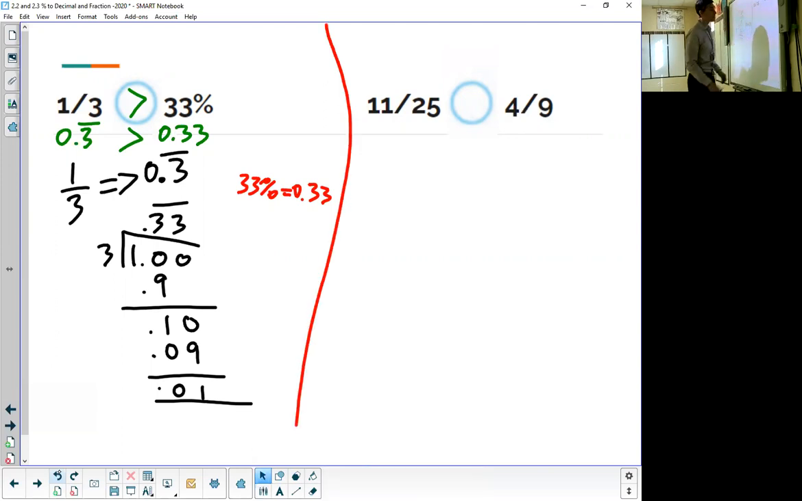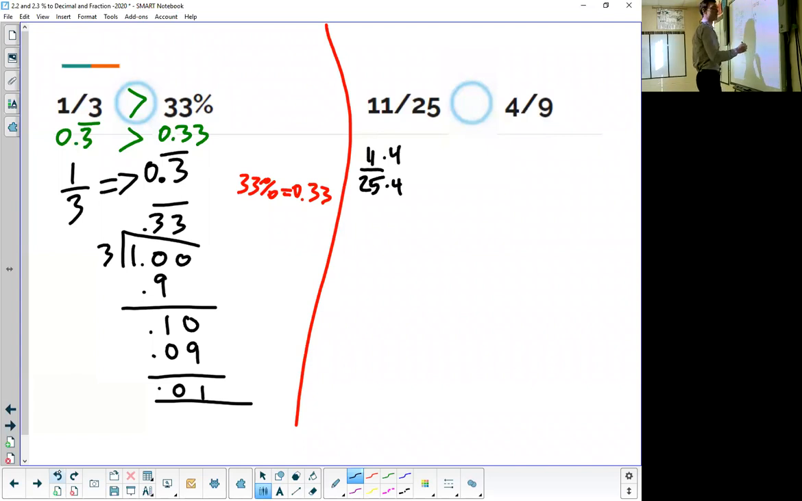Looking at 11/25 and 4/9, unfortunately, I think we will have to divide them, but I see a way that we can solve 11/25. We can multiply the bottom and the top by 4 to get it into base 100. So we have 100 on the bottom, 44 on top, 44 over 100. That is 44%, which is also 0.44. And since we're converting them into decimals, we might as well do that.